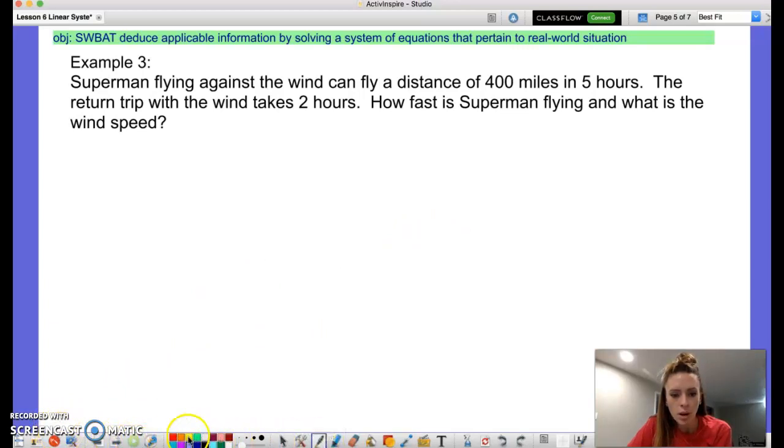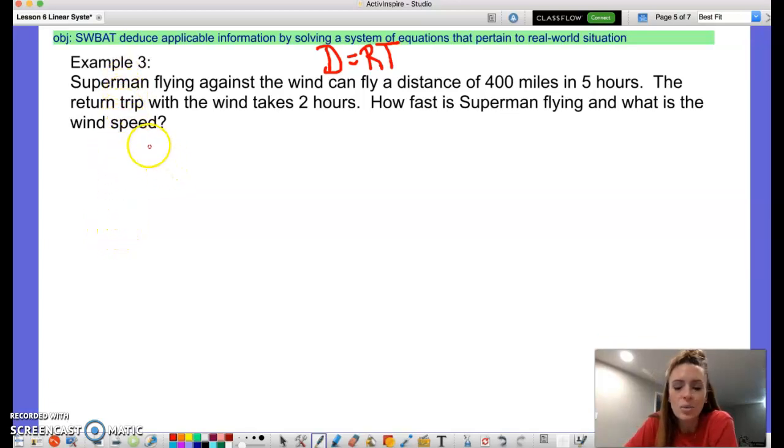So for this problem, we are talking about Superman flying against the wind, and we've got distance, rate, and time. So what I want you to always write at the top of your paper is D equals RT. Now, of course, you can manipulate this equation to be D over T equals R, or T equals D over R, but I always remember dirt, right? So D equals RT. You can set up a table with that. You can just remember you need a D, an R, and a T so that you have 2 of those and you're solving for 1.